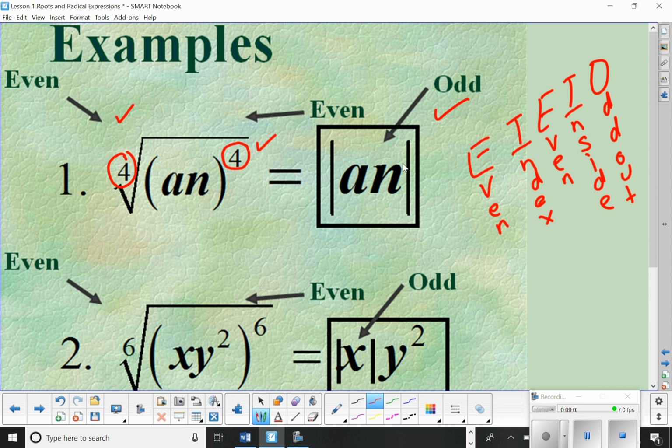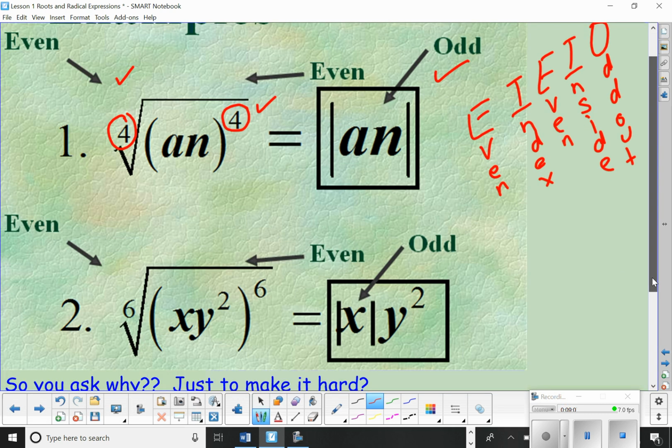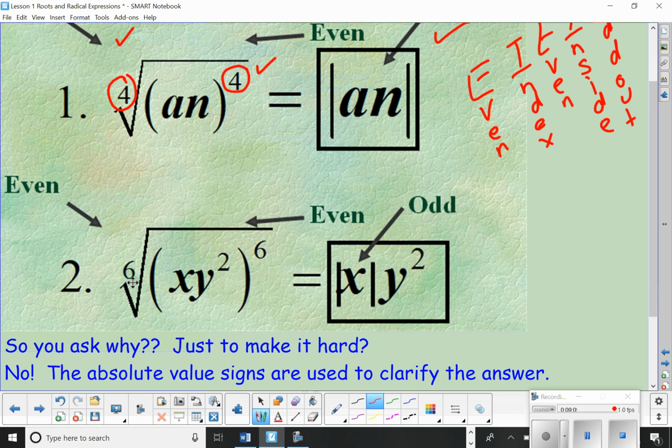Here, notice that it's just based on the variable. The 6th root of x to the 6th y squared to the 6th is just x y squared. Index is even. Inside, they're both even. This is x to the 6th, y to the 12th. But when they come out, y is squared, but x is still understood to be to the 1st power, which is odd. So we only put the absolute values around the x.